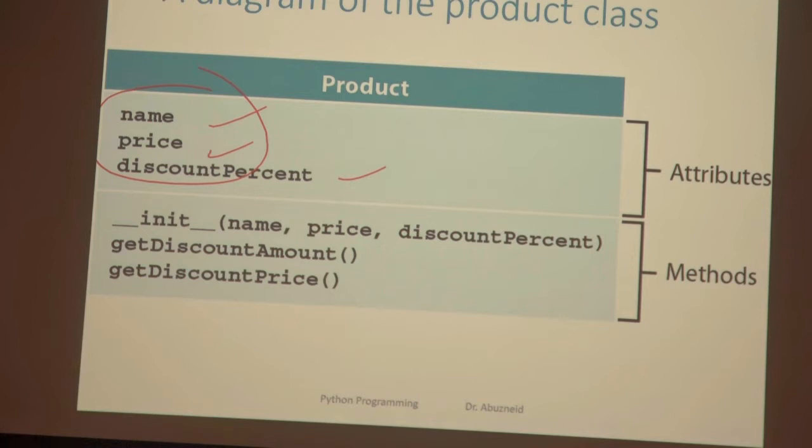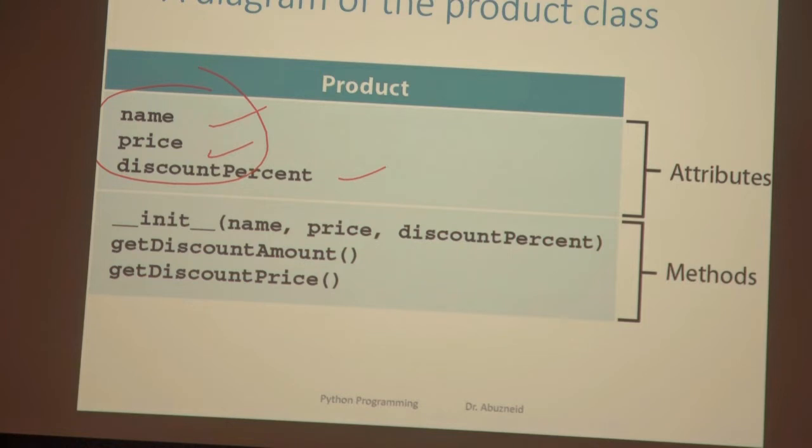So when you talk about the name, usually what type of variable is this? String. How about price? Float or int. Decimal, for example. Okay, discount percentage. Will be float, right? Okay. What are the functions we have?